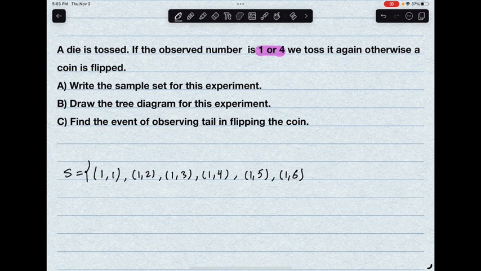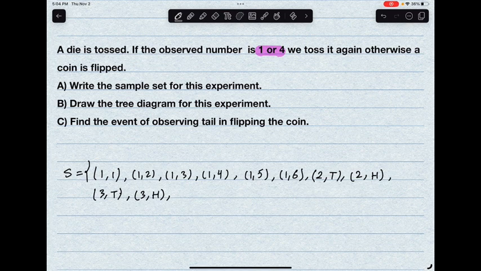Now, what about 2? If we toss the die and the number that showed up is 2, that means this time we flip a coin, and it can be 2 tail or 2 head. What about 3? 3 is the same. After 3 we flip a coin, so it might be 3T or 3H.